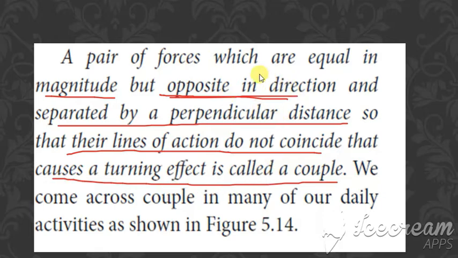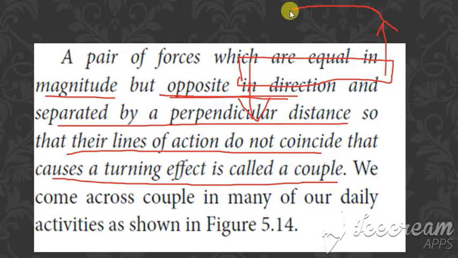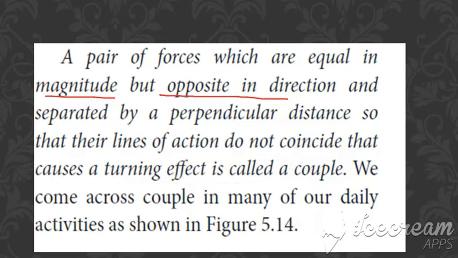Let us consider a rod, which, as we have already seen, has two forces in the opposite direction. Since they act in the opposite direction, this makes a turn, so that causes a turning effect. That is said to be a couple. So the definition of a couple is a pair of forces which are equal in magnitude but opposite in direction and separated by a perpendicular distance, so that the lines of action do not coincide, that causes a turning effect.